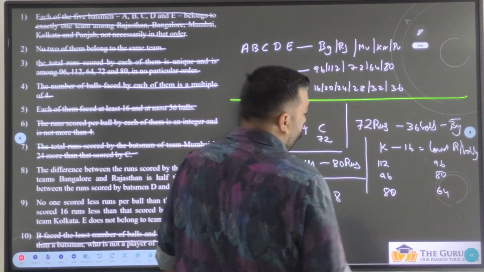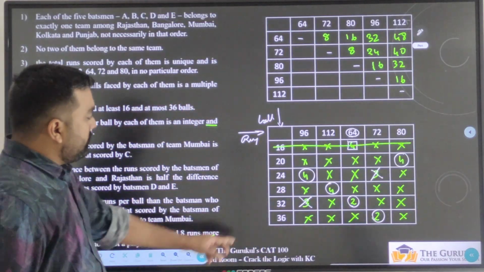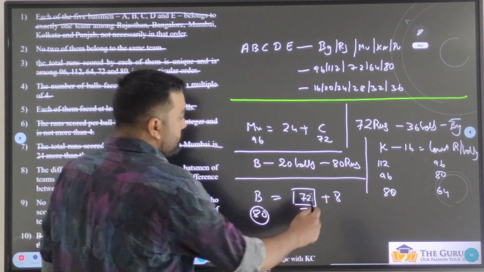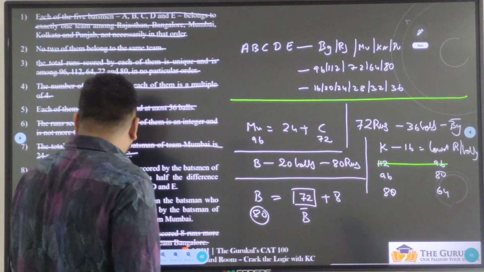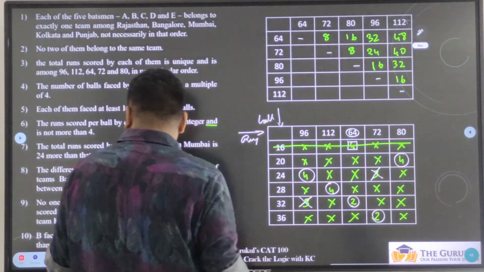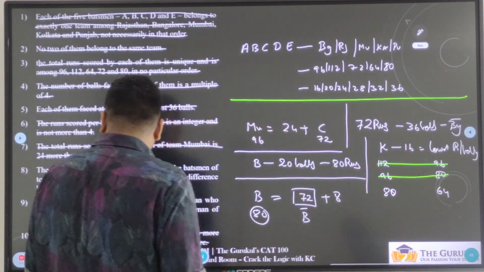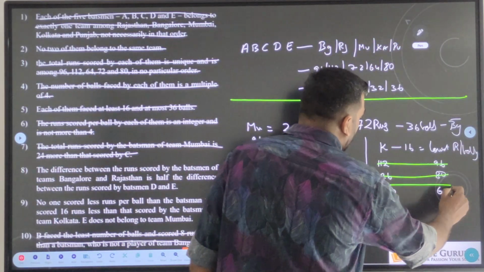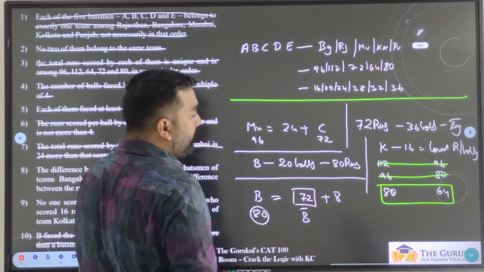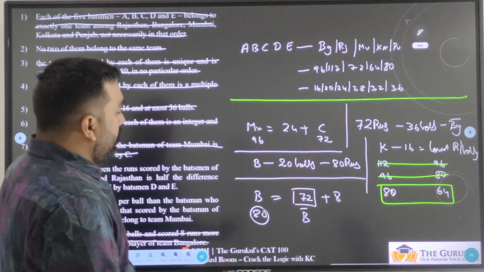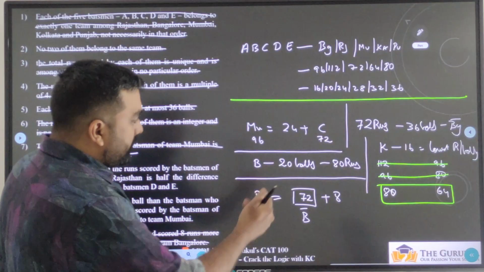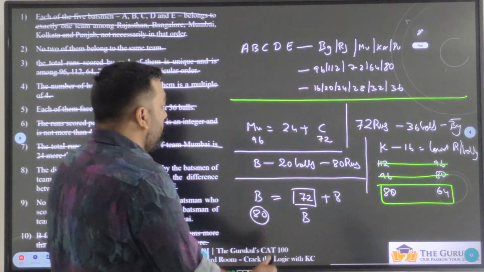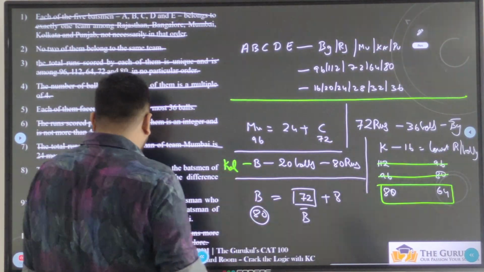Now the person who is getting 96 runs has 24 balls, 4 runs per ball. That is not the least. So this is ruled out. The person who got 80, again 4 runs per ball, that is also not the lowest. Remove. The person who got 64, runs per ball is 2 only. So this is working, which means the person who is from Calcutta is having 80 runs, and the person who got 64 is the lowest runs per ball.